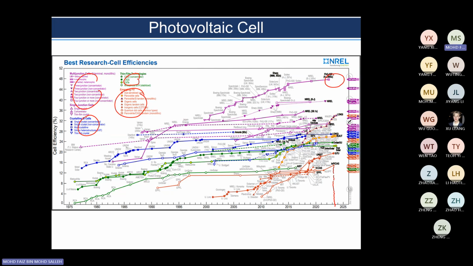And then the color, you can see the type. And you can see quite a sharp improvement in that emerging technology, as I mentioned to you, the perovskite. So if you are interested to look in detail about this graph, you can go to this website.